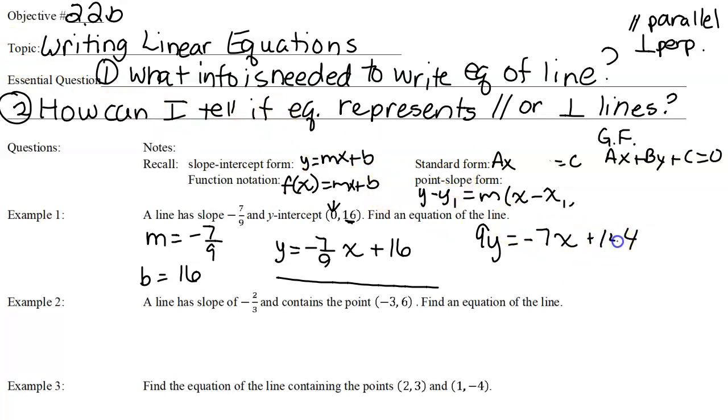All right, and then if I just wanted to put that in standard form, I just need to move the x to the other side. So the first thing I did was I got rid of the 9 by multiplying each term in the equation by 9, and that cleared the 9 from the denominator. And now I'm going to add 7x to the other side, so this would be 7x plus 9y equals 144.